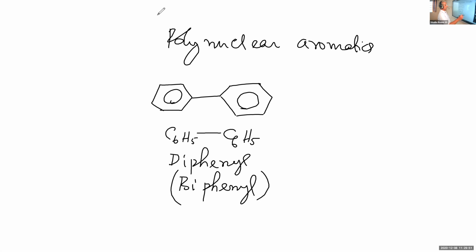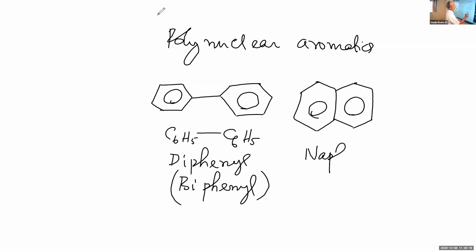Instead of this, if two benzene rings are fused side by side with a common side, that is also dinuclear, polynuclear. This is called naphthalene. Two benzene rings are fused together. That is naphthalene, a polynuclear aromatic hydrocarbon.